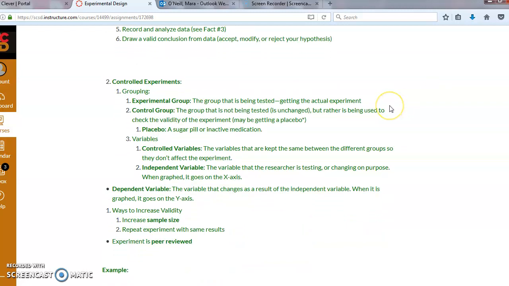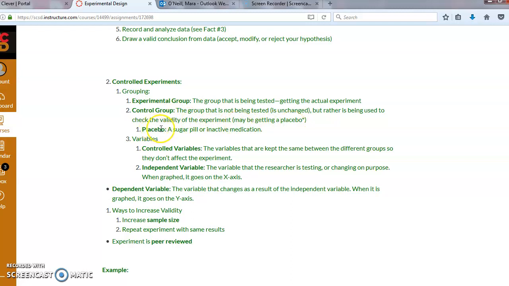Number 2. Controlled experiments. Grouping. You will have an experimental group, the group that is being tested, getting the actual experiment. A controlled group, that is the group that is not being tested. It's unchanged, but rather is being used to check the validity of the experiment, may be getting a placebo.